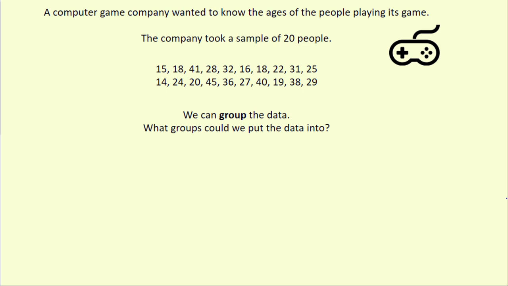Right, a computer game company wants to know the ages of people playing its game, and it's taking a sample of 20 people. These are the ages. We can group the data.